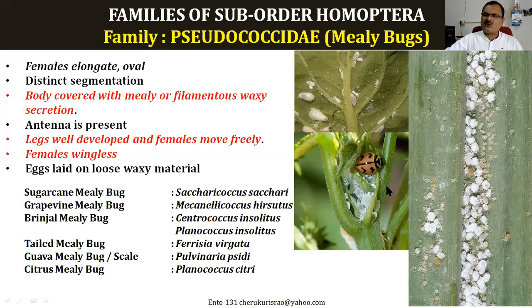And you can see these mealybugs most especially on sugarcane and even on other plants, but the sugarcane mealybug is extremely important. And the farmers are losing huge revenues because of these mealybugs. So now you can remember two points as far as the mealybugs, pseudococcids, are concerned. One is the entire body is covered with mealy or filamentous waxy material, and the second one is females are wingless. And all these insects have highly developed legs and they move very freely from one place to another place.